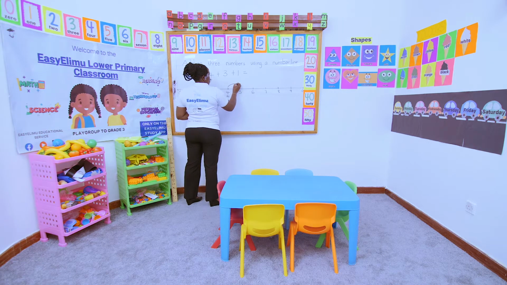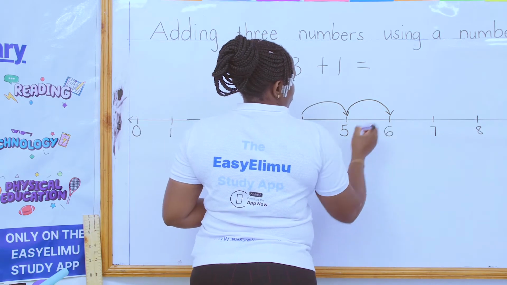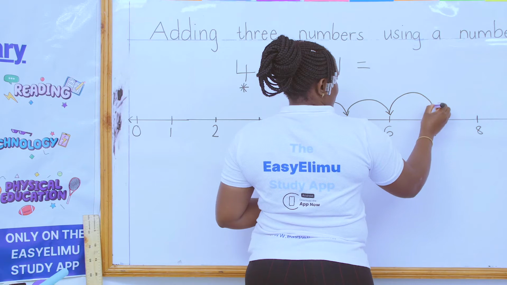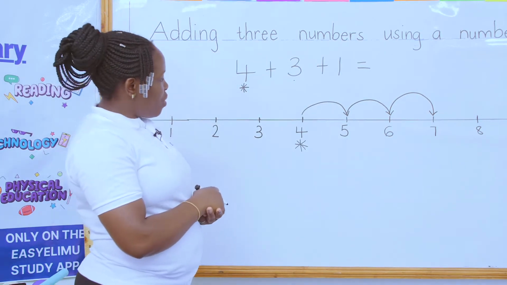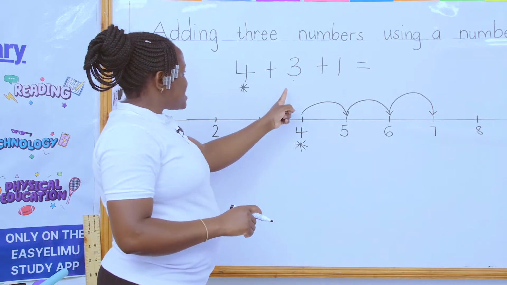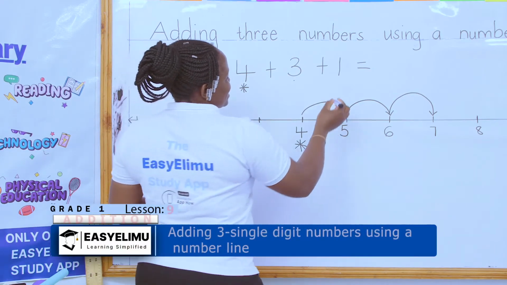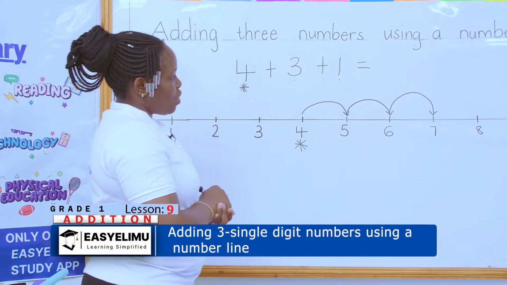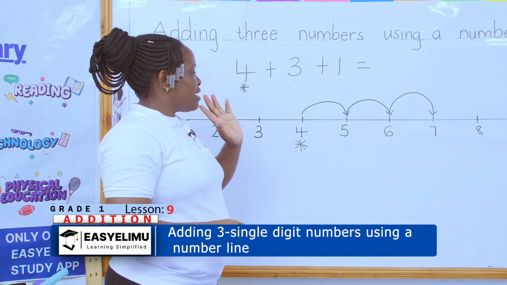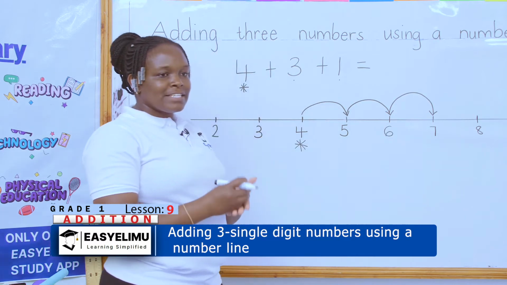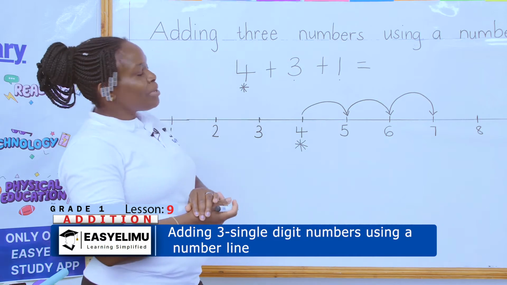So I will go 1, 2, 3. Very good. But now, is that my answer? No. We are adding 3 numbers using a number line, which means the second number is remaining. From 4, I have jumped 3 steps and landed at 7. But that is not my answer, because there is still another number waiting to be added on.